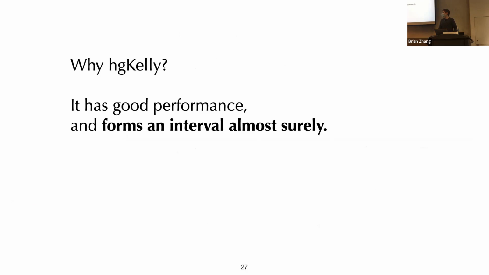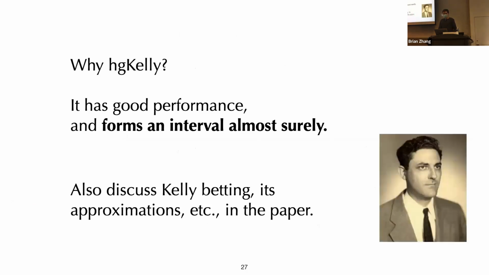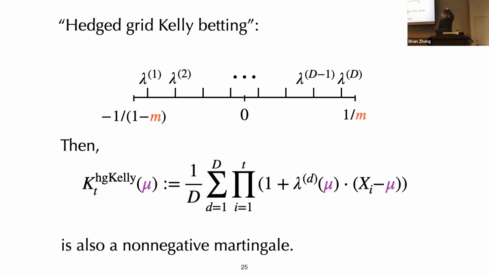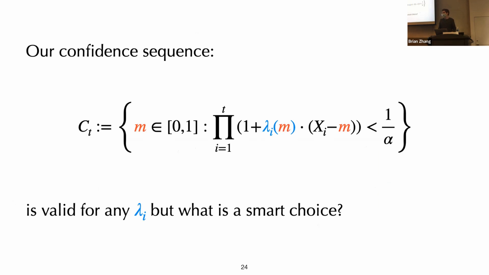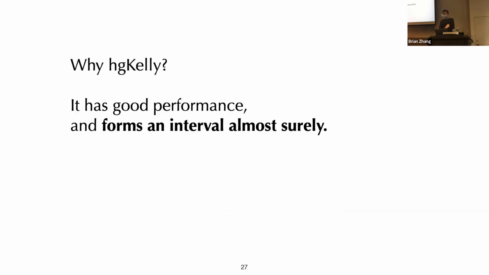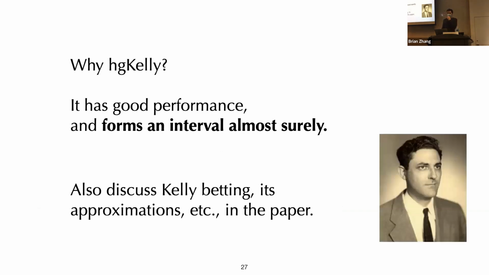Yeah, so why use this strategy? It has good performance, and it forms an interval almost surely. So let me see how to do this. In the set that I had displayed before, notice that this is an implicit set. It's like the sub-level sets of this function. There's no guarantee that such a function would be convex or quasi-convex. So maybe the sub-level sets are not actually an interval. Maybe they're not convex. Maybe they're like a union of two convex sets or something a little bit more crazy. But for various practical and computational reasons, we would want it to actually be an interval with probability 1. And this betting strategy of hedged grid Kelly actually guarantees that.